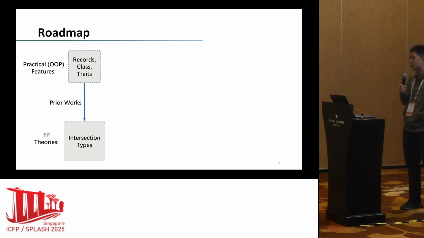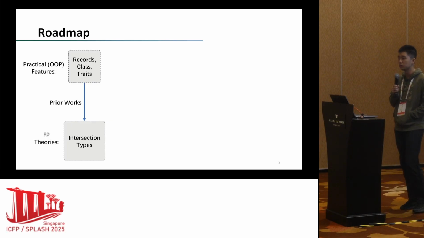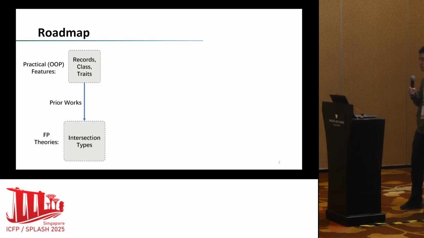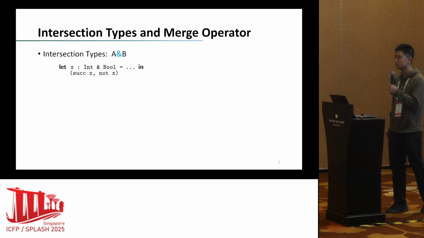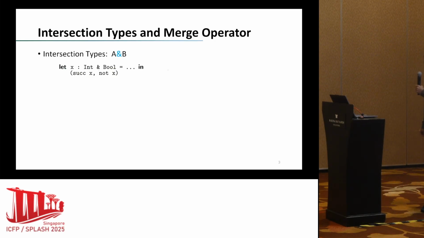We are doing so based on intersection types, and in prior work, we have studied the encoding of basic OOP data structures. So to begin with, let's first talk about intersection types and their calculus. An intersection type, namely the intersection of two types, can enjoy the features of both types.